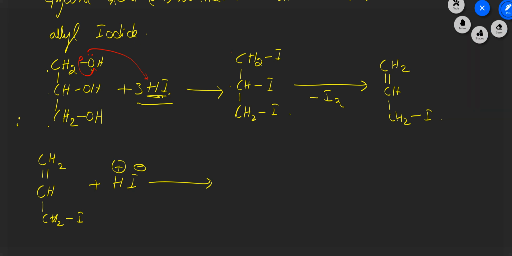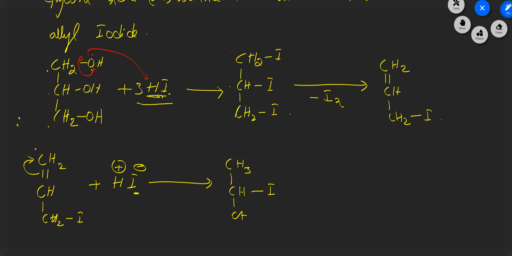It forms CH2 with a negative charge on the upper side. Hydrogen attacks that CH2, so it forms CH3. Then on the middle carbon a positive charge forms. With the positive charge formed, I minus takes place on it, and this one is CHI. What can we call this one? Isopropyl. Sorry, here CH2I.